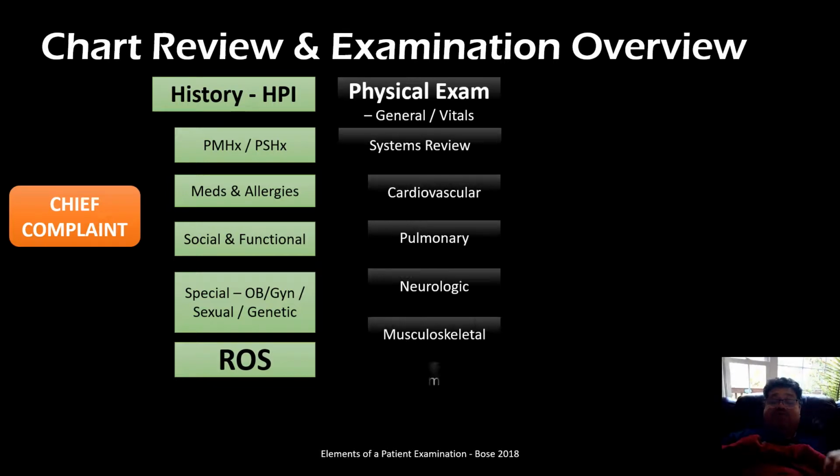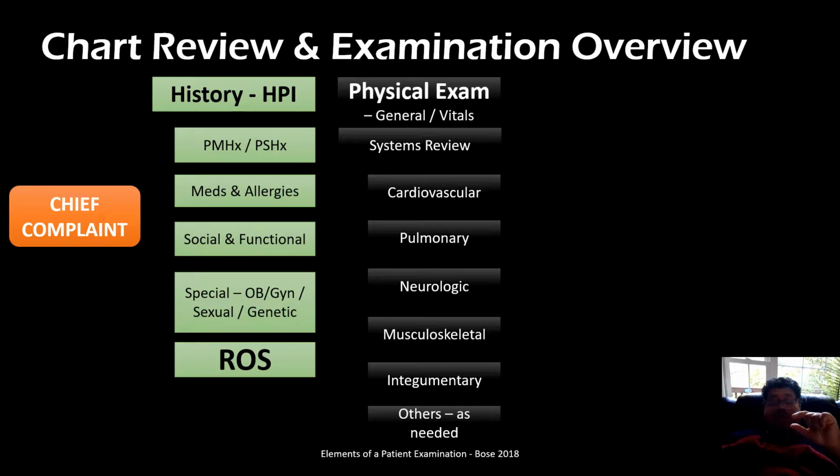After that, we have systems review. And what are the systems that we need to look at? Well, as you know, there are 12 to 13 organ systems. There is a little bit of disagreement, or you could just say difference in opinion, on whether they're 12 or 13, depending on how you classify the lymph system as a part of the circulatory system or not.